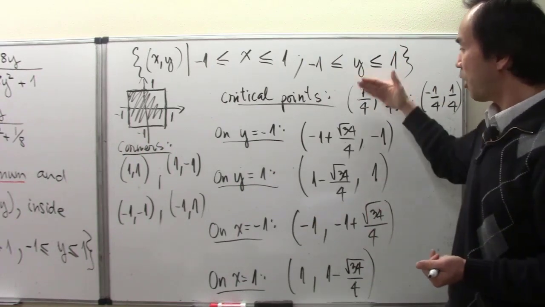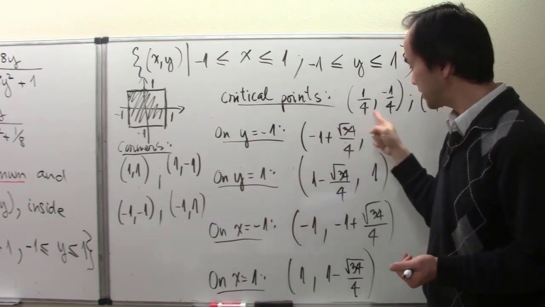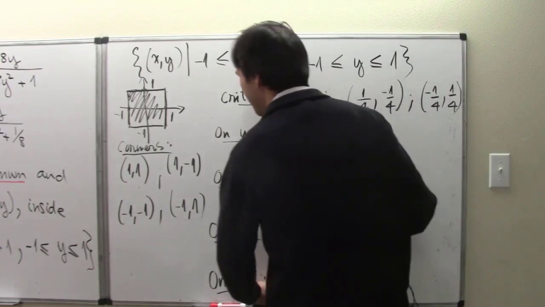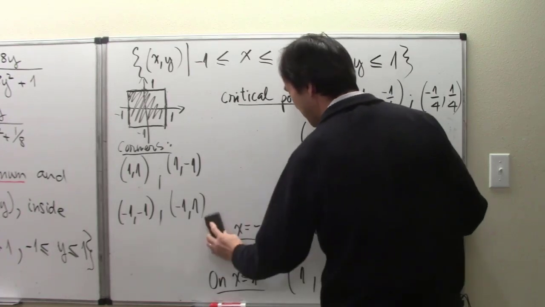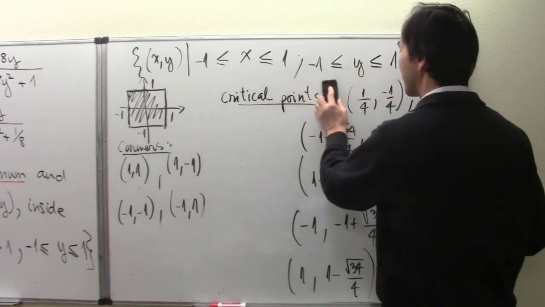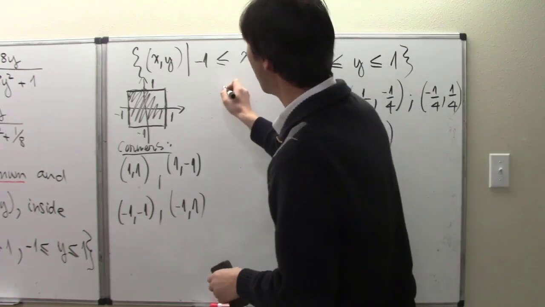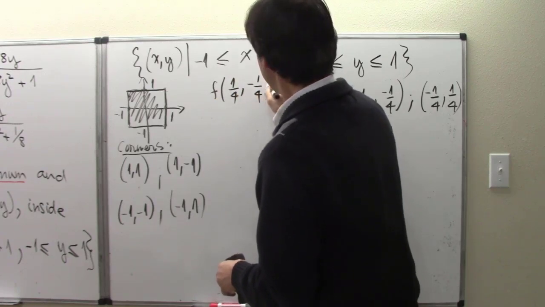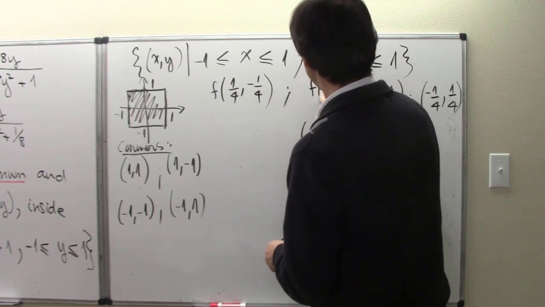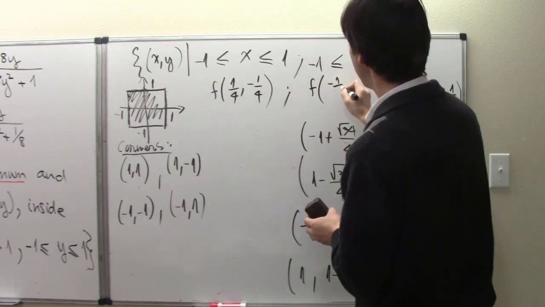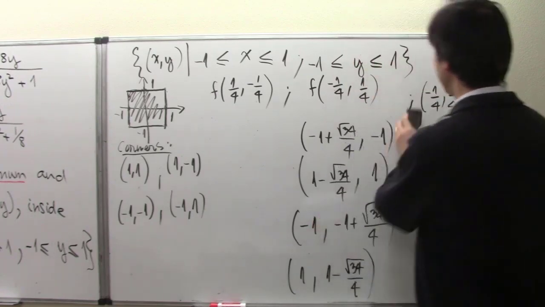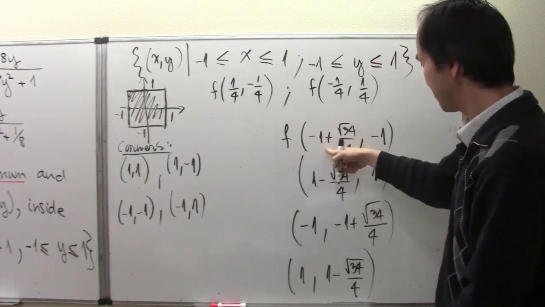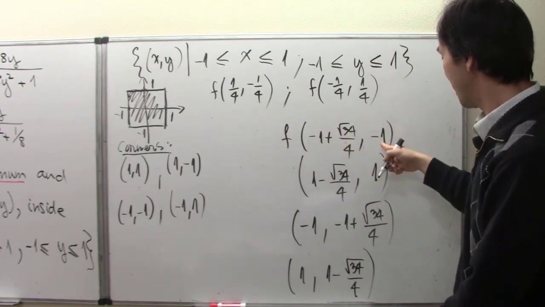So now we're going to put all of these points evaluated into the actual function. I'm running short of board space right here, so allow me to do the following. For the critical points, I will evaluate f of 1/4 comma negative 1/4. I will also evaluate f of negative 1/4 comma 1/4. I will evaluate now f of negative 1 comma the square root of 34 over 4, and f of 1 comma the other boundary value, I mean comma negative 1.